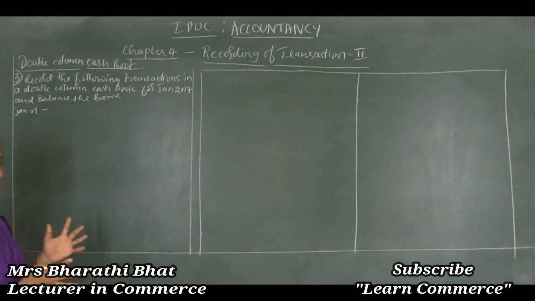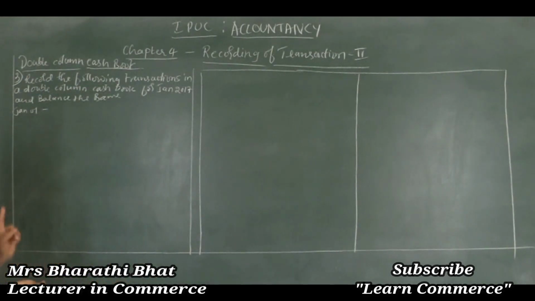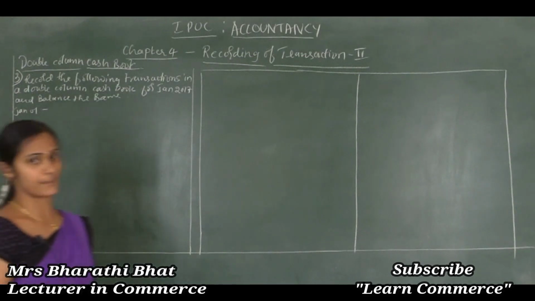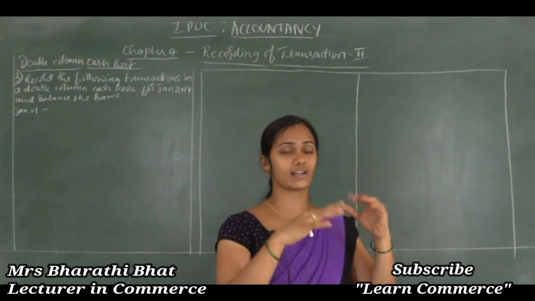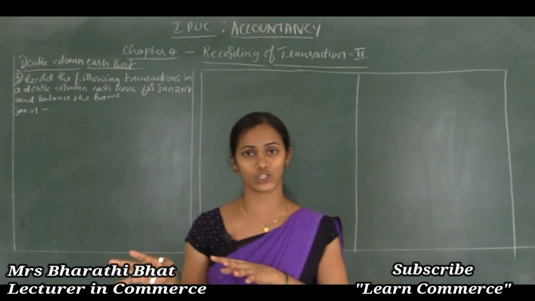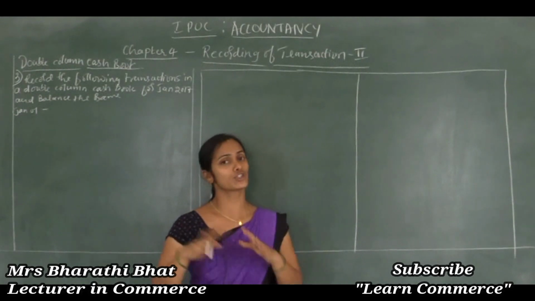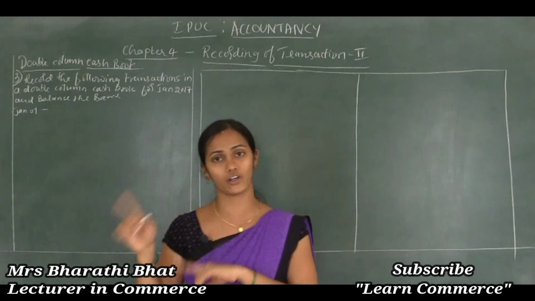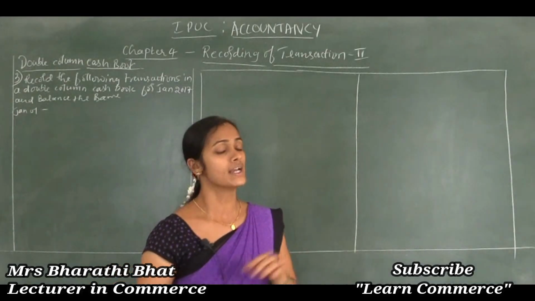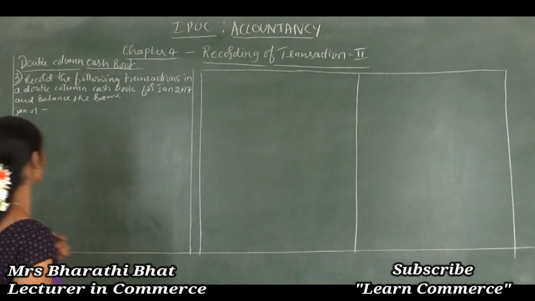The question is like this: record the following transactions in a double column cash book for January 2017 and balance the same. Usually we start the illustration like business started with cash, that is, to capital account, cash in hand, to balance brought down, and cash at bank, to balance brought down, in the bank column amount, correct, right? But here let's see some other changes. Okay, I'll write the question.